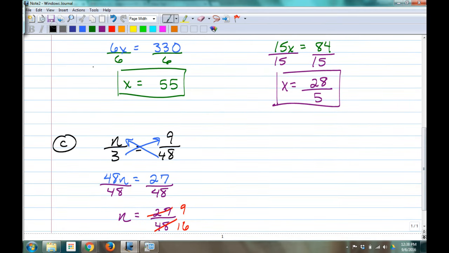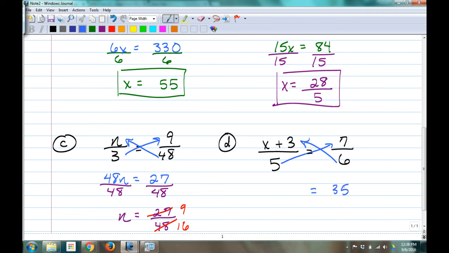So when you get to problems like this one, where your proportion, or your equal fractions, maybe have something a little bit more complicated on either the numerator or the denominator, the process is still the same. You're still going to think, okay, it's a fraction equal to a fraction. I'm going to cross multiply. Bottom times top. Bottom times top. 5 times 7, 35. But when I multiply 6 times x plus 3, what am I doing?